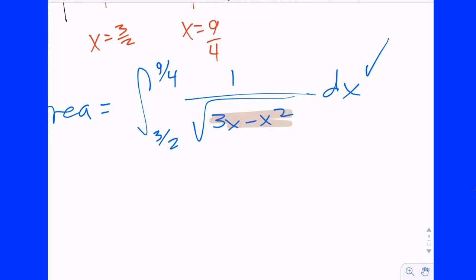Factor it. Is that going to help here? I'm going to have the square root of x times 3 minus x. That's not going to be helpful. I guess inverse trig, if it's going to be anything, right?